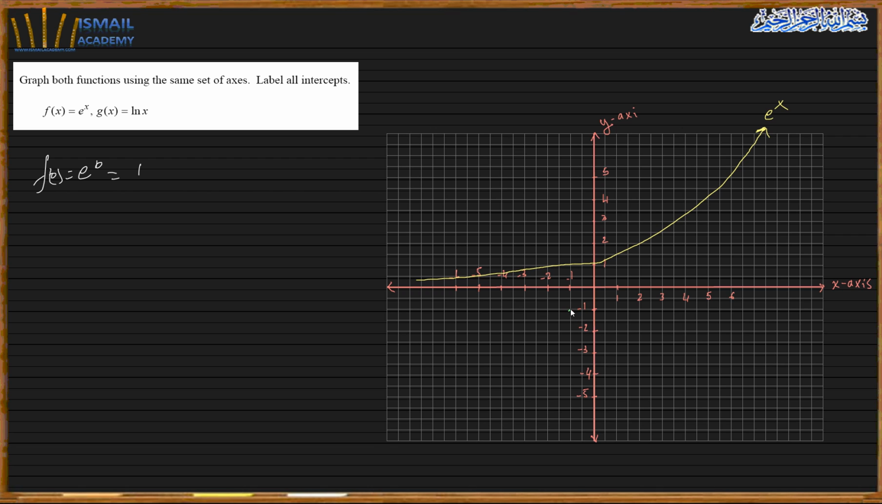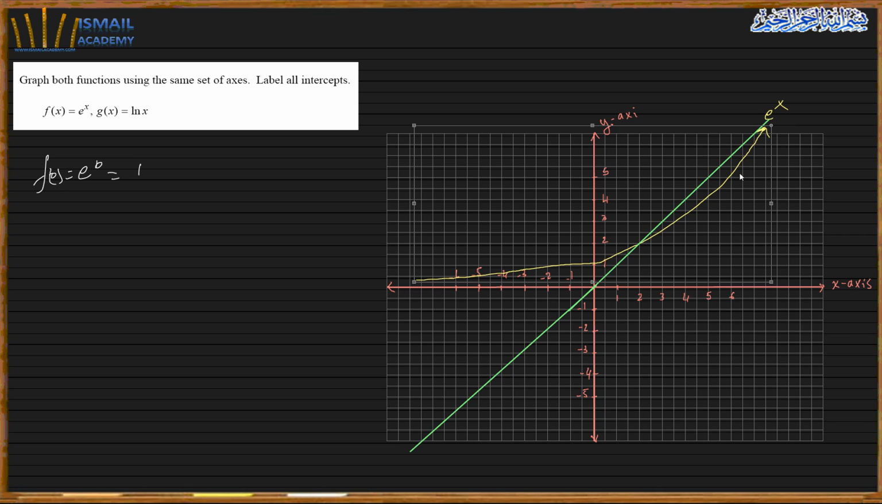So in order for me to graph ln, I just need to draw my line of symmetry, because each one is the inverse of the other one. You see I didn't do it the right way, so I need to redo my graph of e to the x.